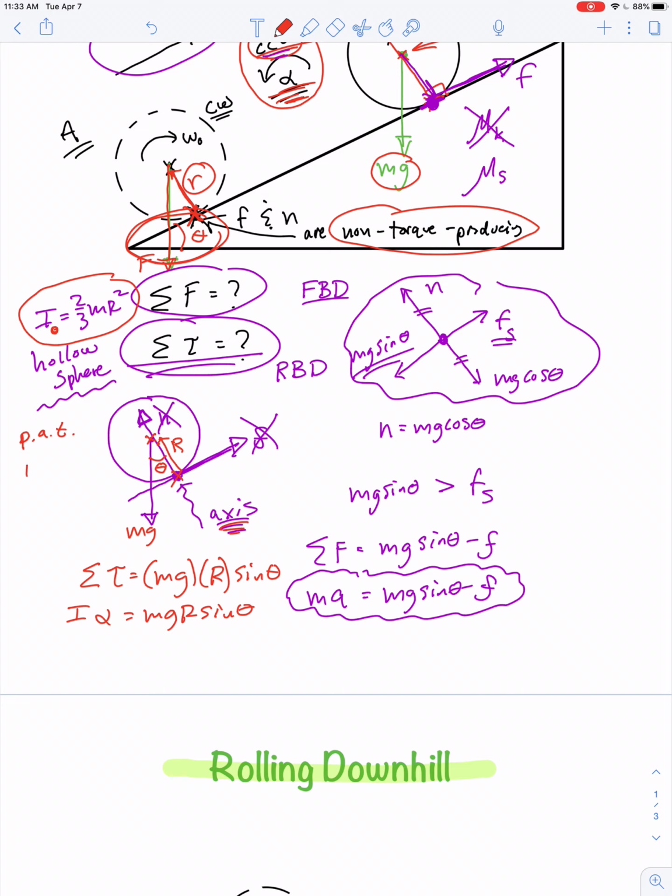And from the parallel axis theorem, we can say that the new rotational inertia about an axis through the edge is equal to 2/3 mr squared plus an additional mr squared, which gives us 5/3 mr squared. So 5/3 mr squared alpha equals mgr sine theta. We can cancel out the m. We can cancel one of these r's, and then we get alpha is equal to, what is it? 3/5 g over r sine of theta.